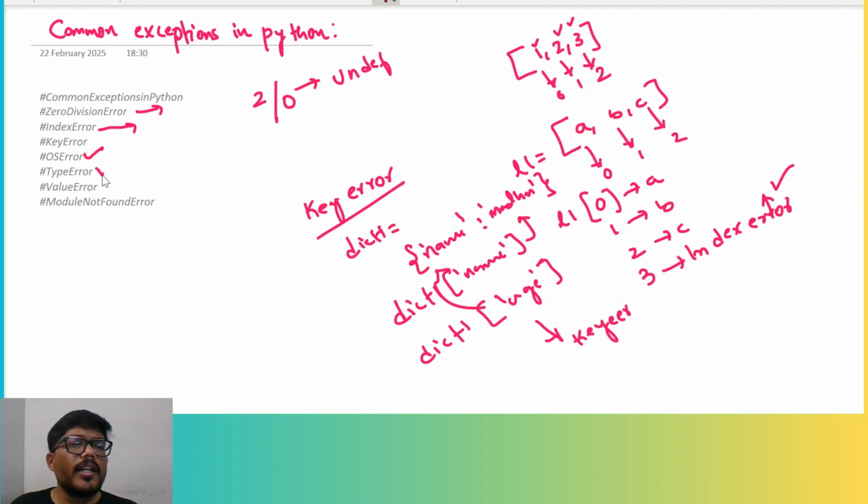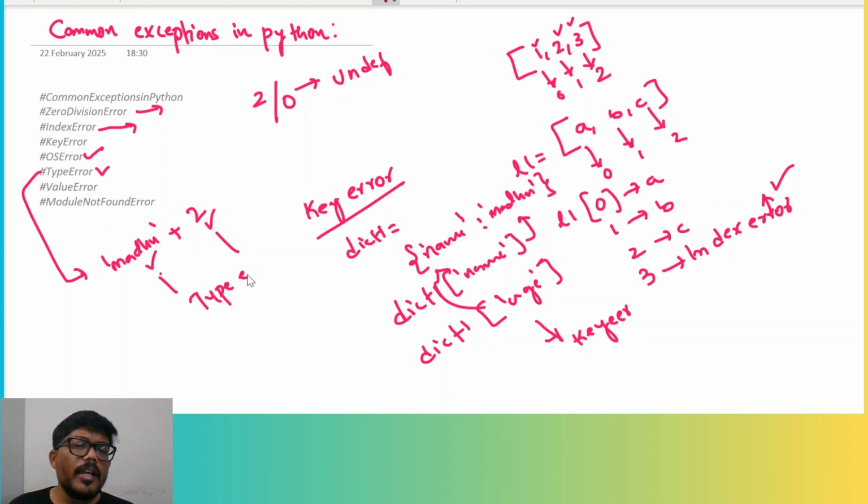TypeError. What are type errors? A TypeError is like, suppose there is a string Madhu, and there is an integer 2. If I accidentally try to add these two, a string and an integer, this is not allowed in Python because these are different data types. Two different data types can't be added. So whenever we perform this kind of operation, Python will raise a TypeError.